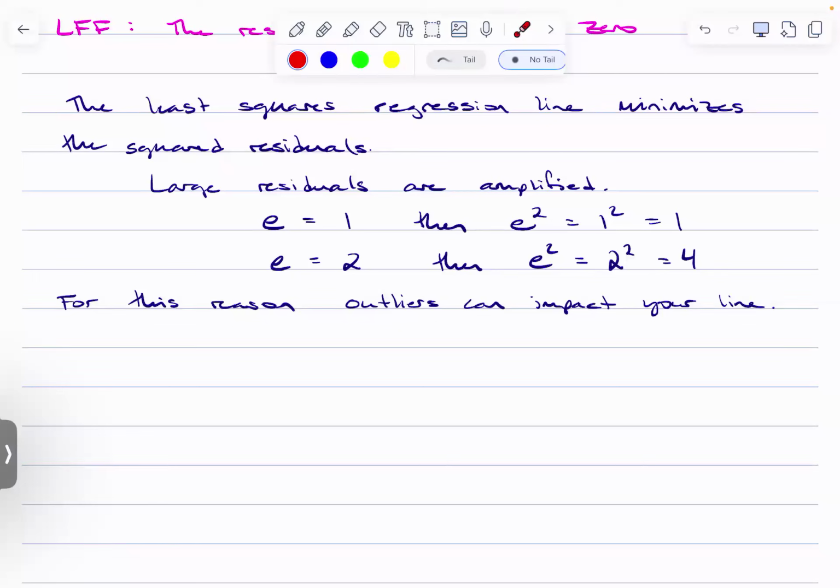A fun topic? No? Line of best fit, come on.